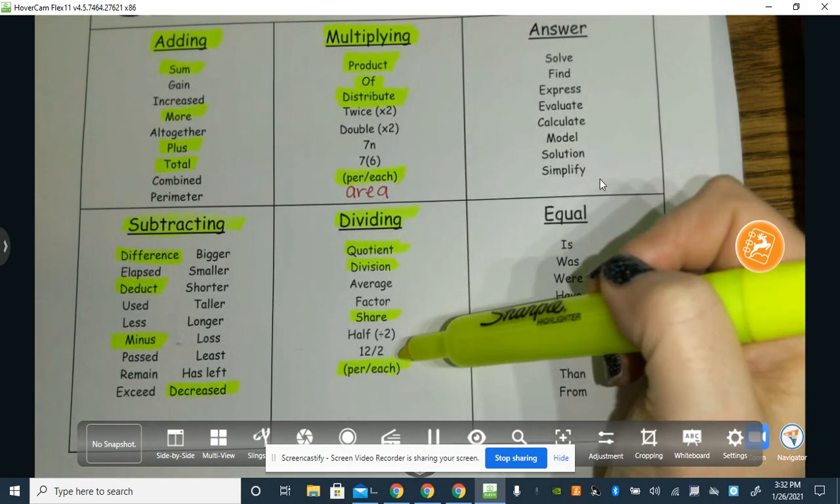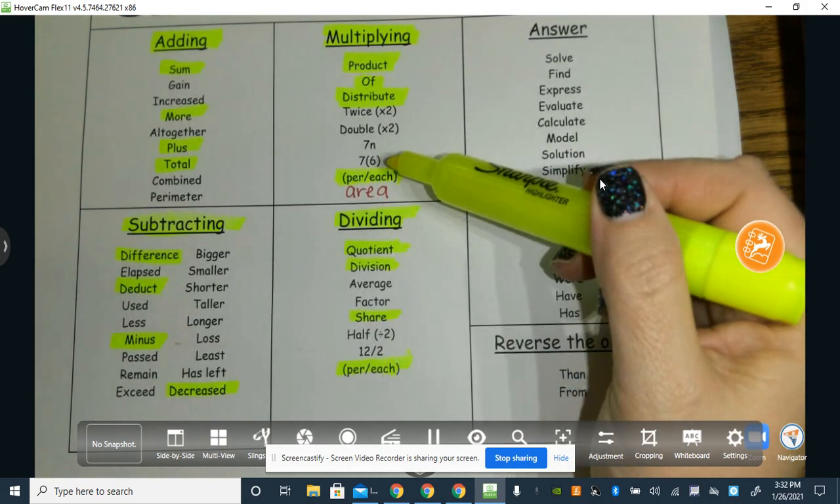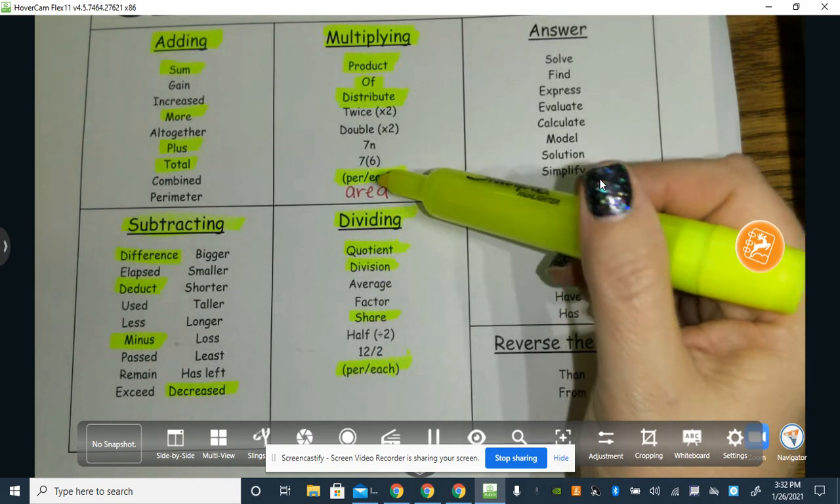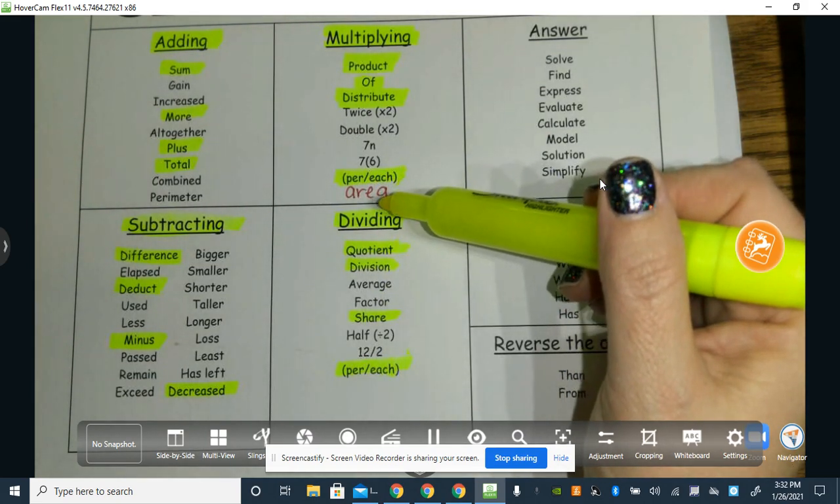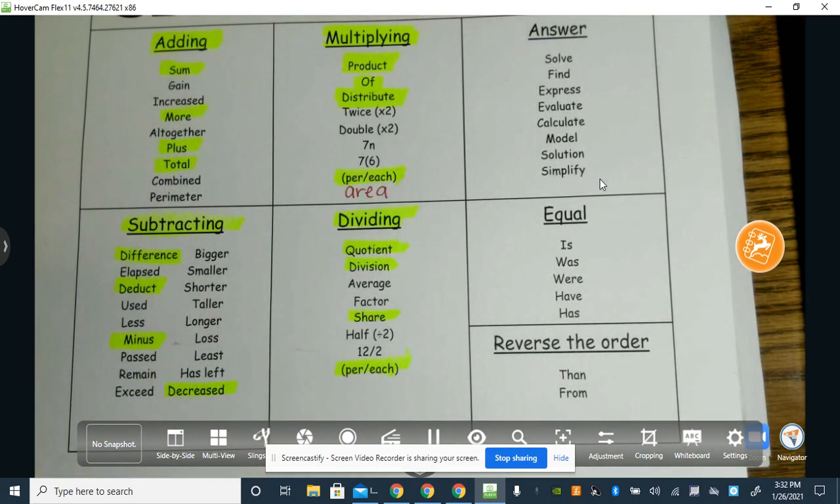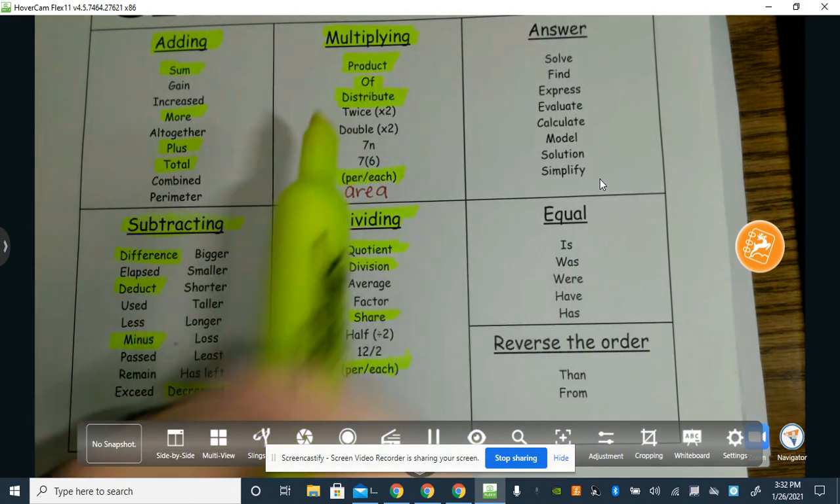Now, do you see that per and each are both on multiplying and dividing? The key thing to figure out if it's multiplying or dividing is reading the statement that we're writing and understanding: are we dividing something up into each group, or are we like per hour and we're trying to find what the total miles are? So that would be multiplying.